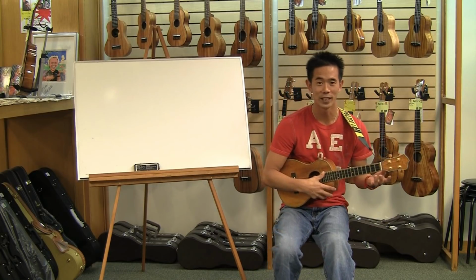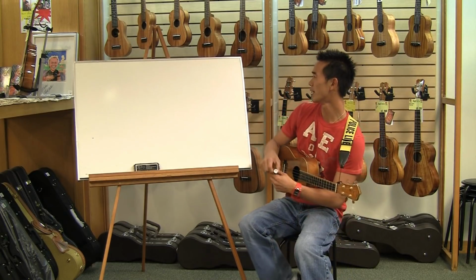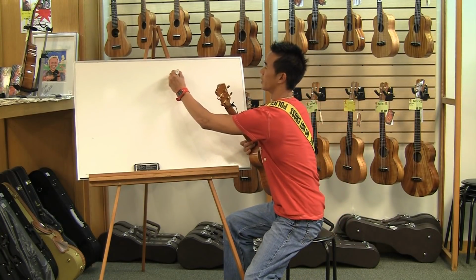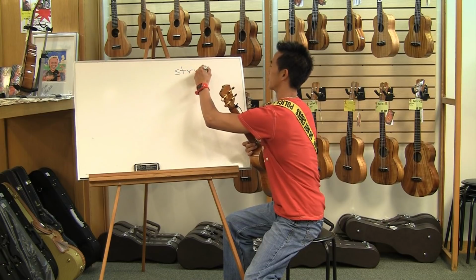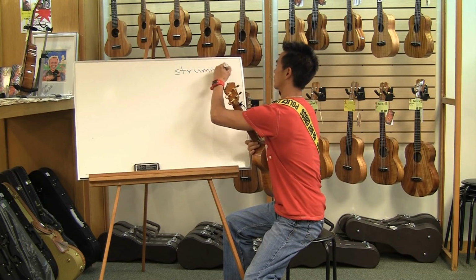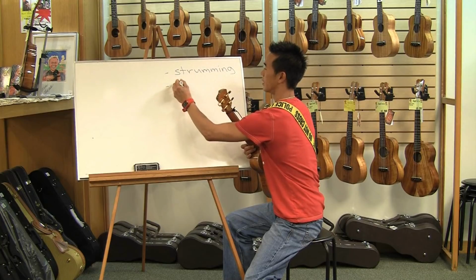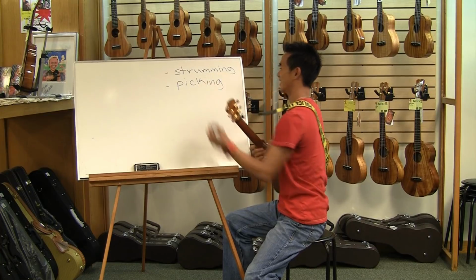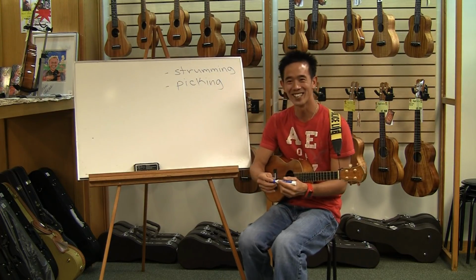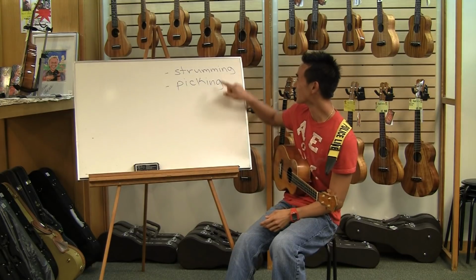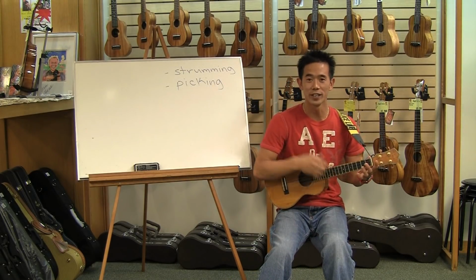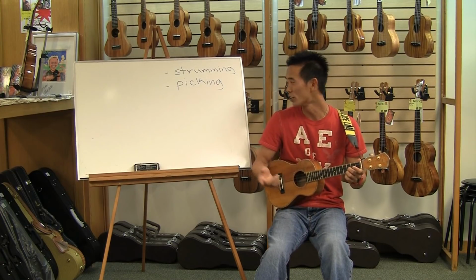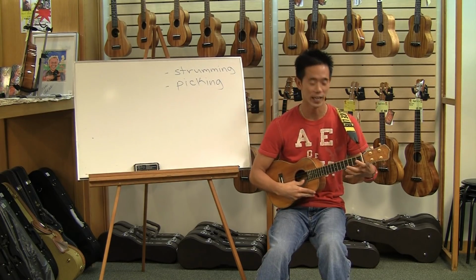Okay, so I'm going to start from the beginning. On the ukulele we have two basic techniques that we can do. One is called strumming. And the other one is called picking. Okay, my handwriting is not too good, but I hope you can read that. Strumming is when I hit all the strings at one time like this. So that's strumming. Picking is when I hit one string at a time.